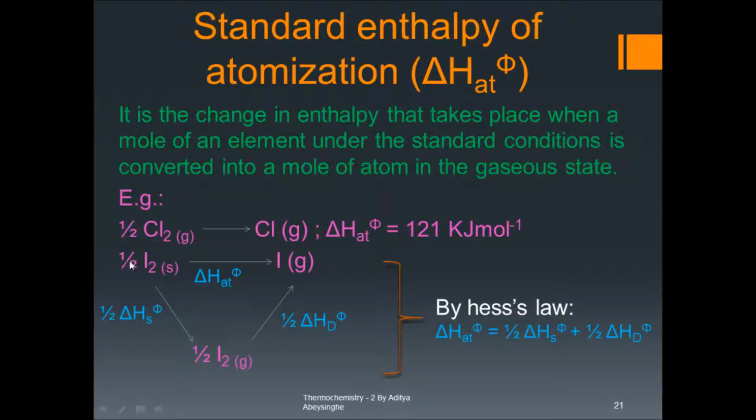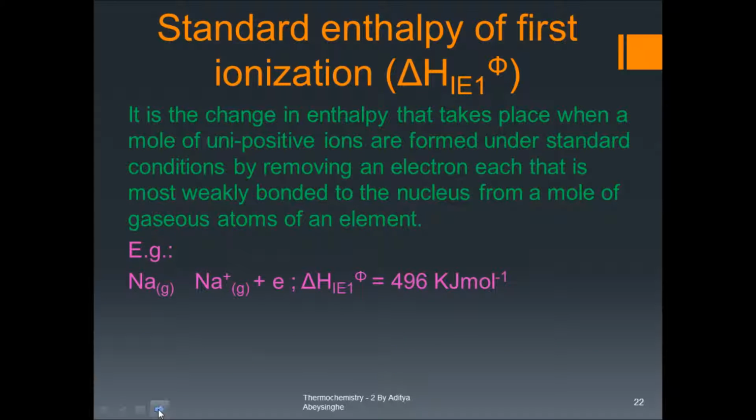Since the coefficients here are half and half, we actually have to halve the total energy or the standard enthalpy of sublimation. So we take half of the delta H sublimation here. Then what we have to do, as in the case of chlorine, is that we can find this to be equal to half of delta H dissociation here. So by Hess's law we can say that delta H atomization is equal to half times delta H sublimation plus half times delta H dissociation. So that's it about the standard enthalpy of atomization.